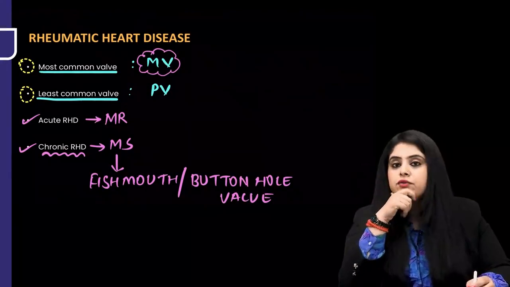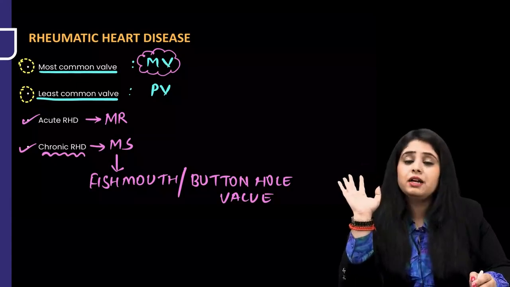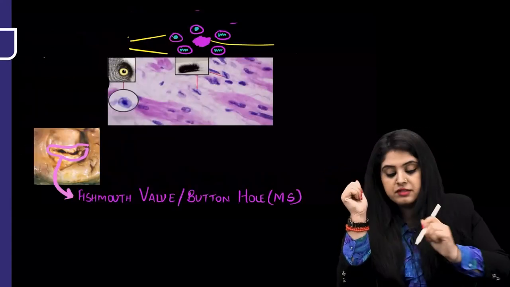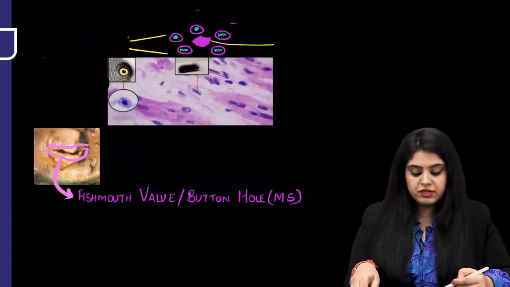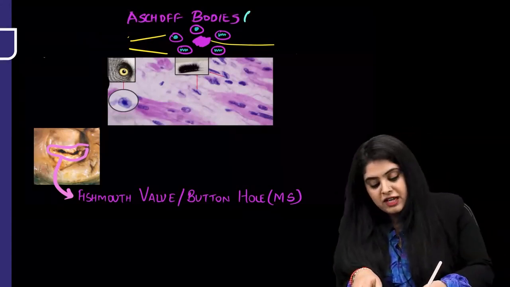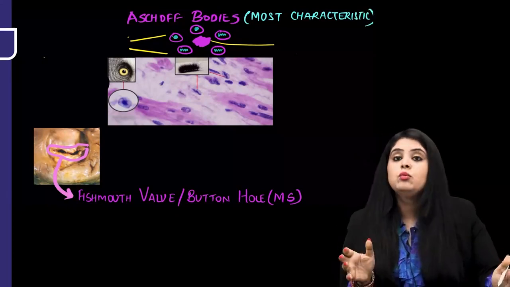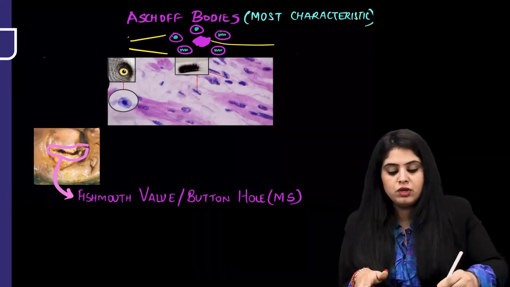But now one thing you forgot. You said, ma'am, I have seen everything. I have read everything about rheumatic heart disease, but the most characteristic part of rheumatic heart disease we have not studied. What is the most characteristic part? Aschoff bodies. So if they ask you what is the most characteristic lesion of rheumatic heart disease, you will say they are the Aschoff bodies. So what are Aschoff bodies? I think you all know.